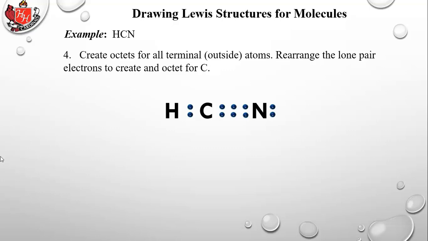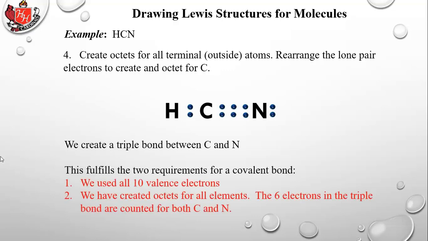By the way, we'll learn more about bonding later. There's nothing bigger than a triple bond. There's no quadruple bonds. You can either have single, double, or triple bonds in a molecule. We create a triple bond with carbon and nitrogen. This fulfills the 2 requirements for a covalent bond. 1, we used all 10 valence electrons, and 2, we have created octets for all elements. The 6 electrons in the triple bond are counted for both carbon and nitrogen.